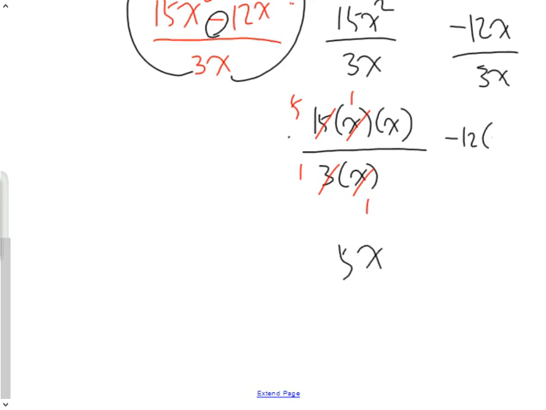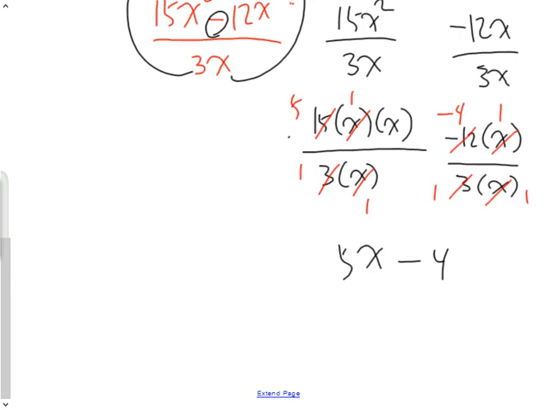Negative 12 times x over 3 times x. The negative 12 over 3 will reduce down to negative 4 over 1. The x over x will reduce to 1 over 1. Negative 4 times 1 is negative 4. 1 times 1 doesn't exist anymore, it's just a 1 denominator. So I end up with that as my solution.